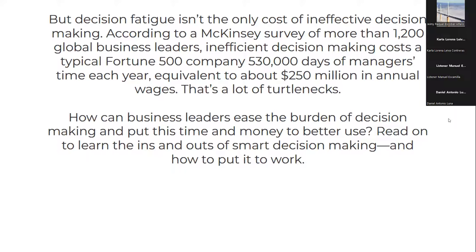How can business leaders ease the burden of decision making and put this time and money to better use? Read on to learn the ins and outs of smart decision making and how to put it to work.